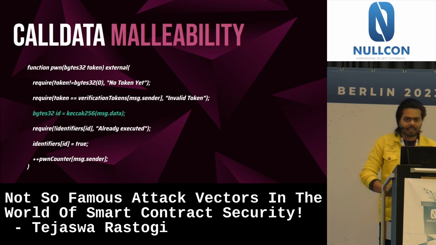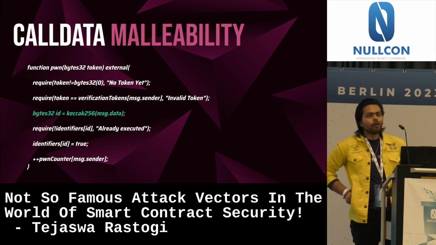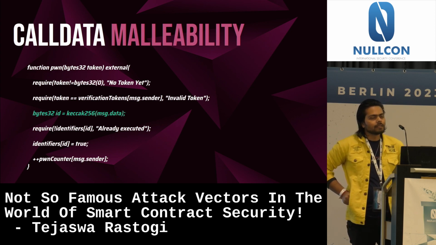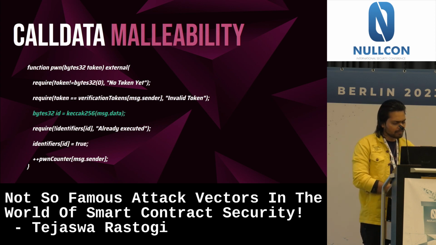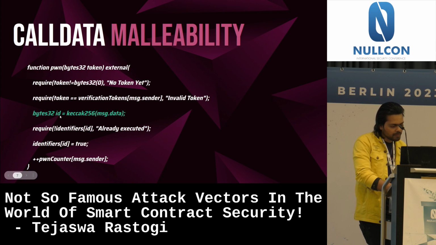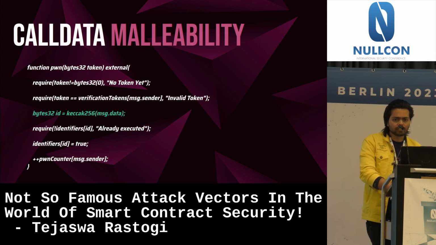The second thing is malleability, right? We always want to work with assembly or write optimized code. So let's understand this with the help of an example. We have a function pawn, which is just taking a base32 value, and it's making sure that it is not a null value. It should contain something and be a valid one, just a random logic. Here, we are hashing the data. Message.data is the call data. We are hashing the value to make sure it should not be allowed again. It should be allowed only once, right?